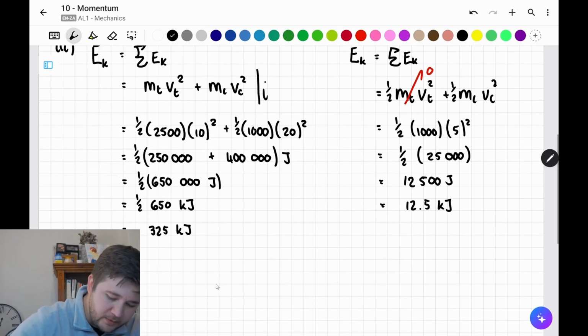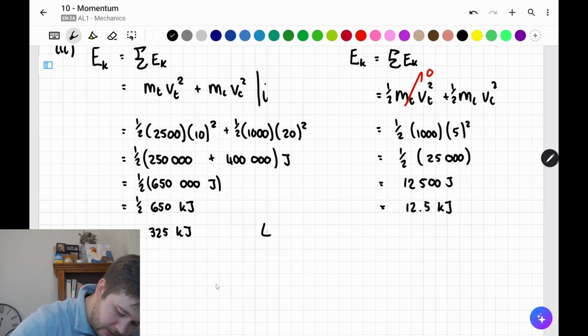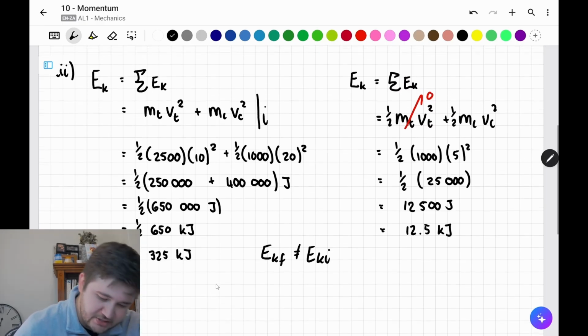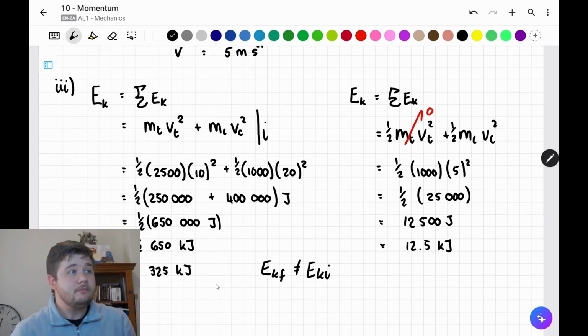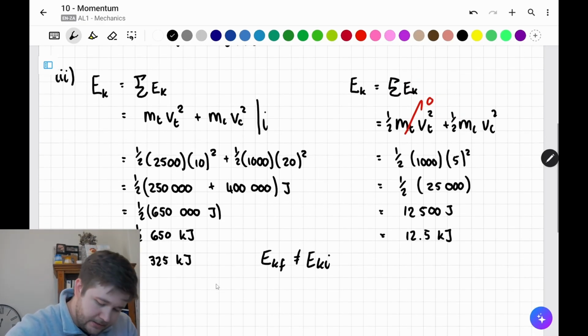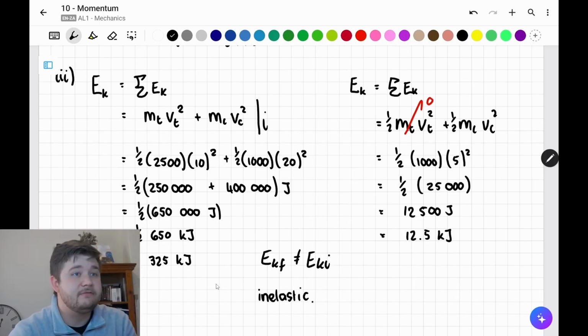Okay, and now we can see clearly our kinetic energy finally does not equal our kinetic energy initially. In physics, you would call this inelastic. As far as I can tell, that information is not important for the mathematics.